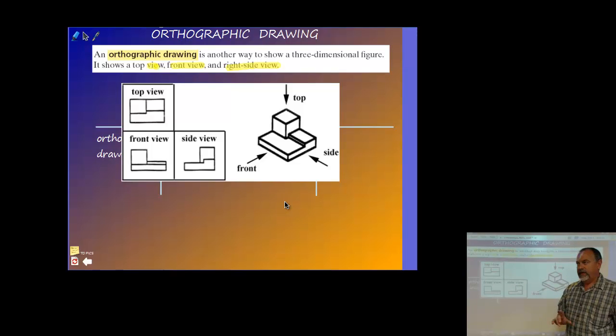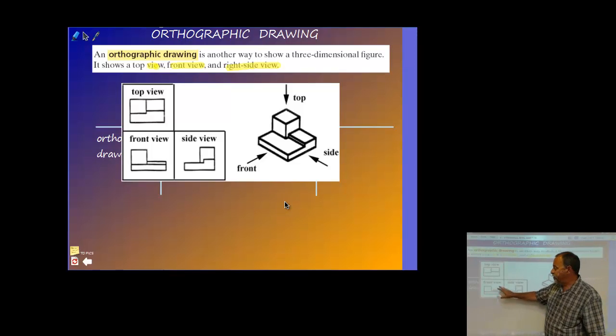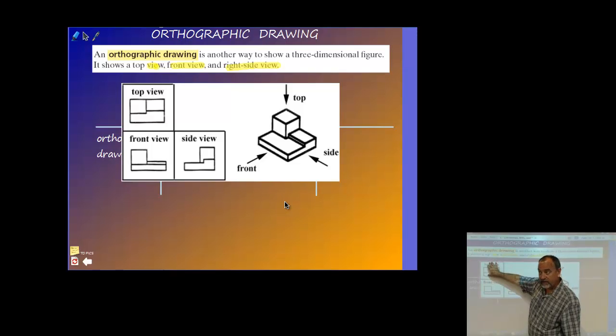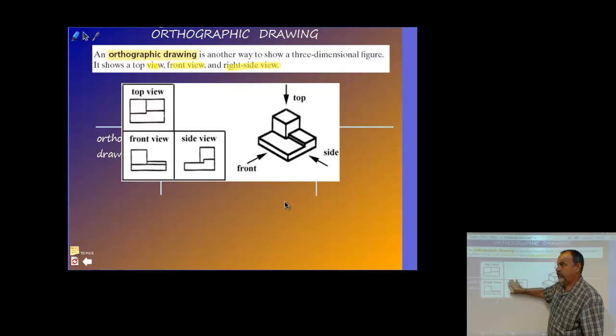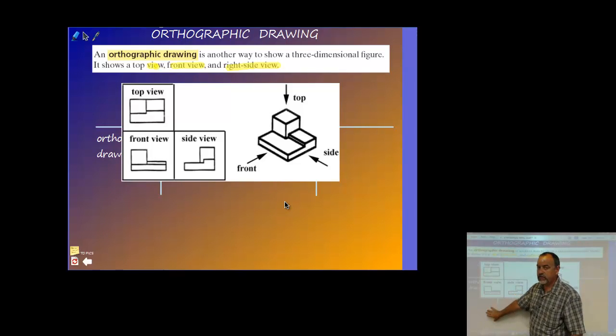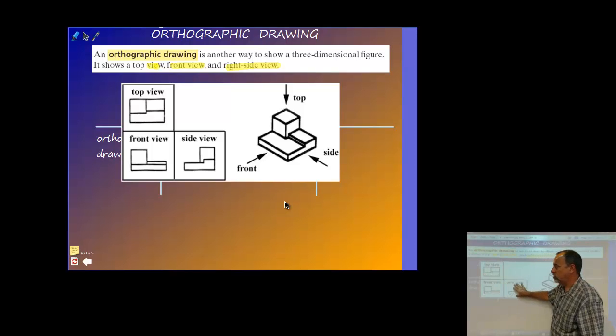Now, one very important thing, again, it's not in your book, but something that you need to get in your notes and understand. The three views are always organized in this manner, meaning you have the front view here, you have the top view on top of that, and then you have the right side view to the right of that. You never have all three views lined up this way or all three views lined up this way. That doesn't happen. It always looks like this.